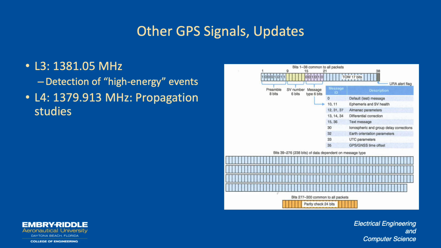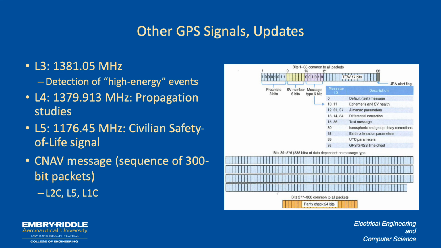The L4 channel is largely used to study propagation through the ionosphere, and I don't think there's any information still on that channel. But the L5 channel, which is historically called a civilian safety of life signal for use with emergency responding and the like, now has what's called the new CNAV message, which is a civilian navigation message replacing the C/A or operating in addition to the C/A.